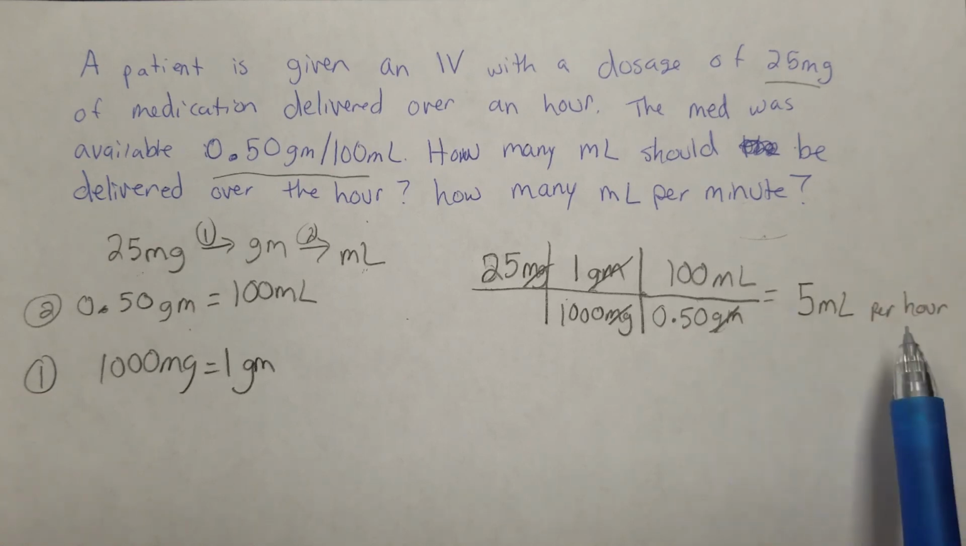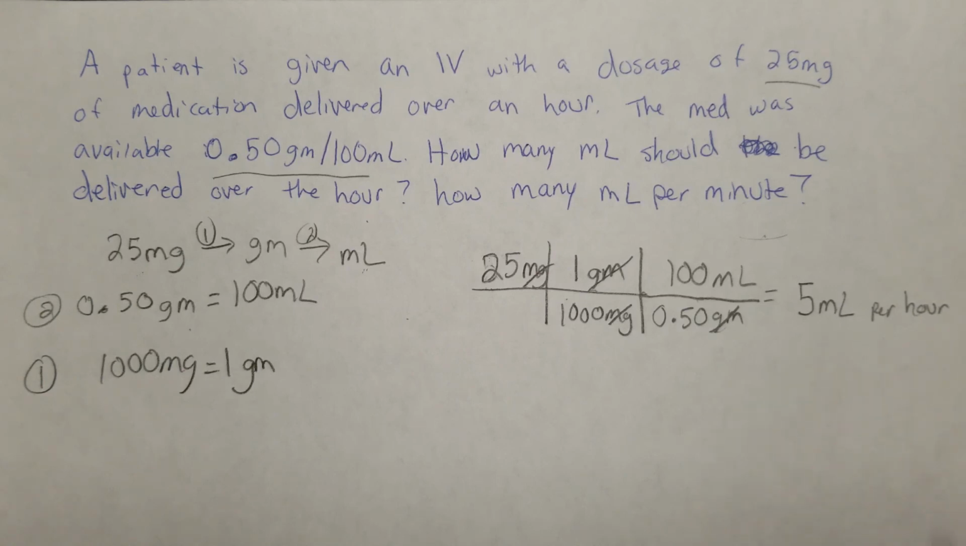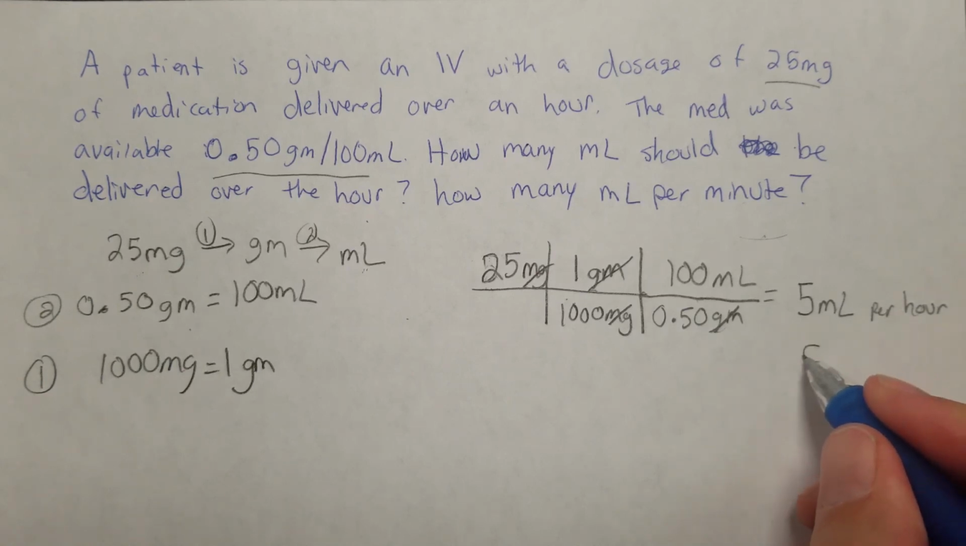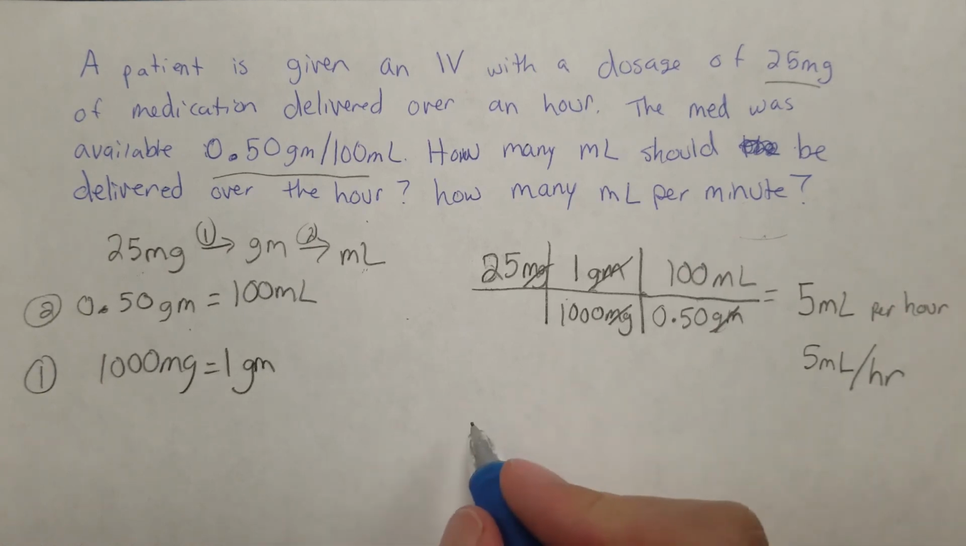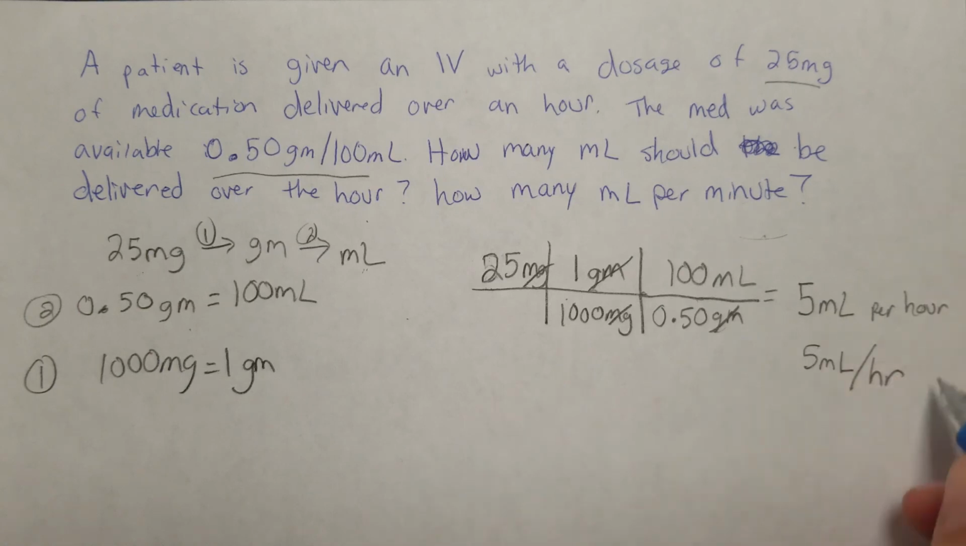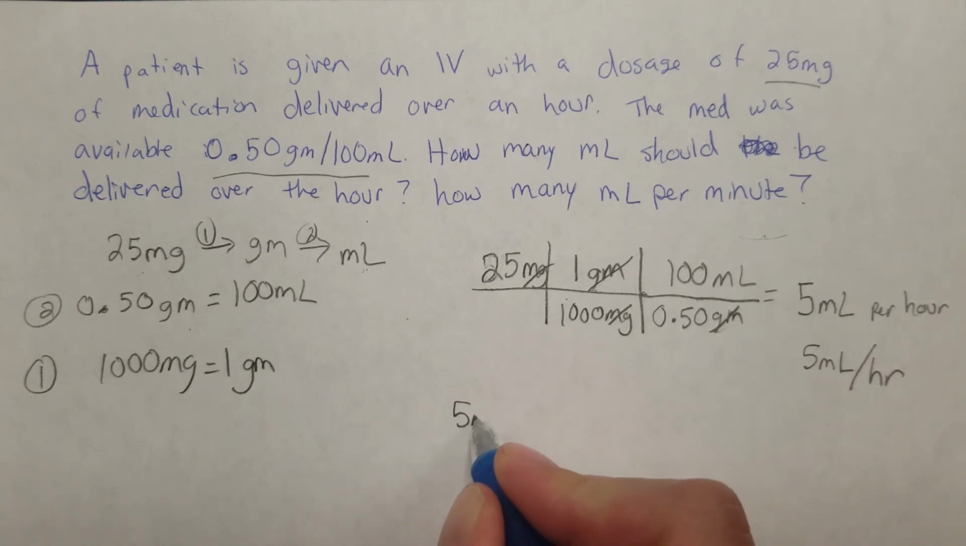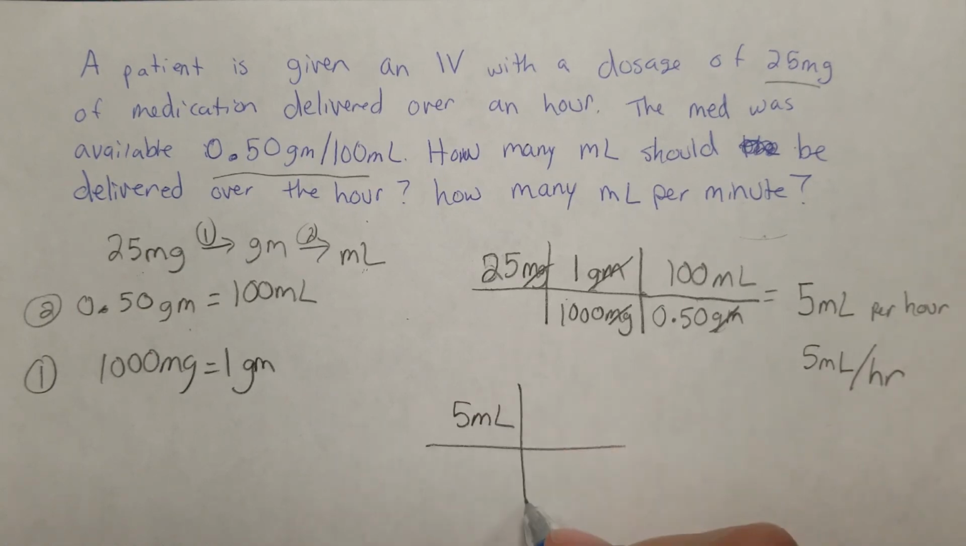So I want to know how many per minute. Now this 5 mils per hour, that's like saying 5 milliliters per hour over 1 hour. So I'm going to start here. My 5 mils is my railroad tracks, but on the bottom this time I'm going to write 1 hour, because that's how many milliliters over 1 hour, and I want to get into minutes.